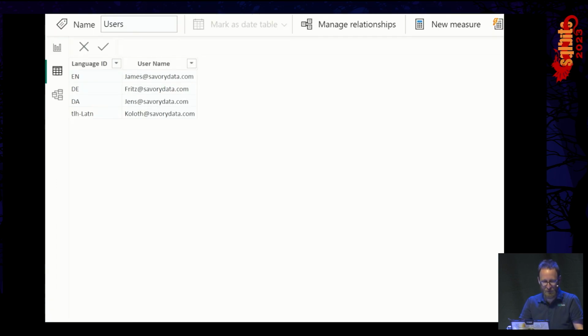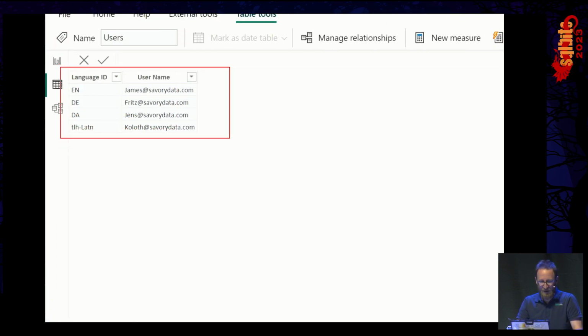The users table. And then I have different users, which I assign to different roles in their standard language. Fritz would see everything in German, James in English, Jens in Danish, and Koloth, I believe I found this name, it's a Klingon name, in whatever other language.